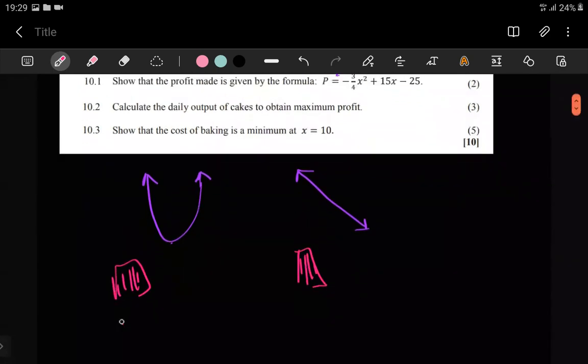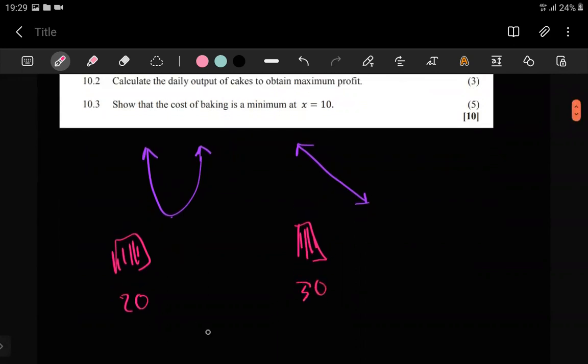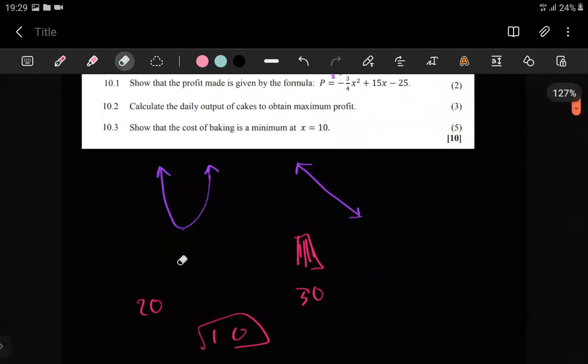So let's say we spend 20 rand making it, but you sell it for 30, then we know that the profit is 10, you see. So that's just the basics of what we know, right? That's exactly the same way we should be thinking here.